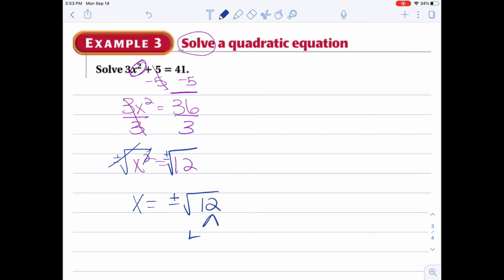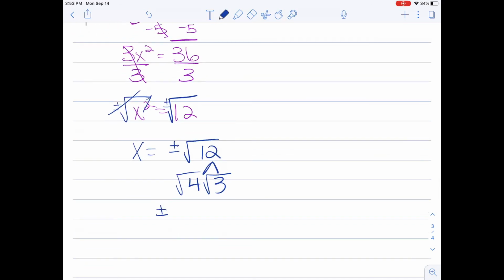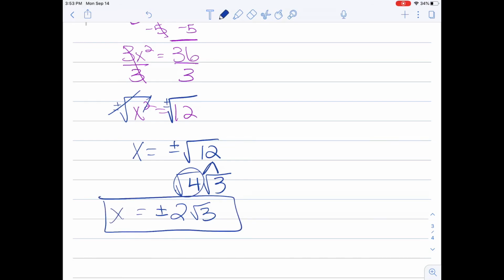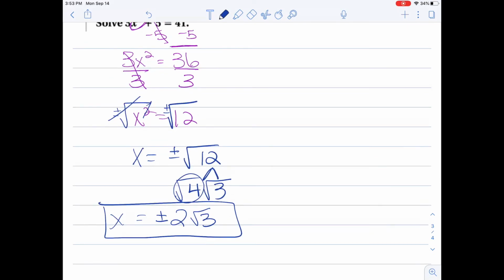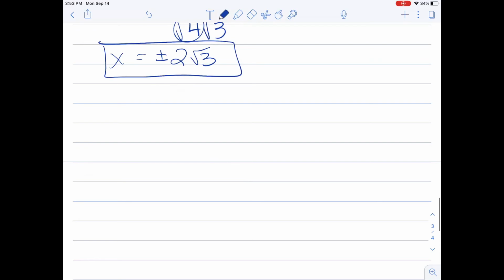We get x equals plus or minus the root of 12, which remember, 12, we can pull out a 4 and a 3. And we're left with plus or minus, this 4 becomes a 2, and the root of 3 just stays. So x equals plus or minus 2 times the square root of 3. Okay, so that's how we solve that quadratic equation there. So let's go ahead and practice one more.